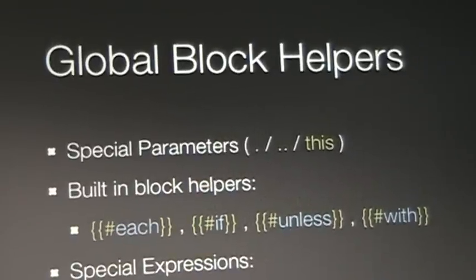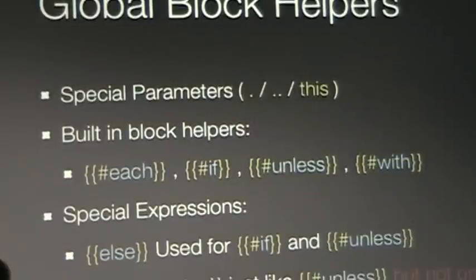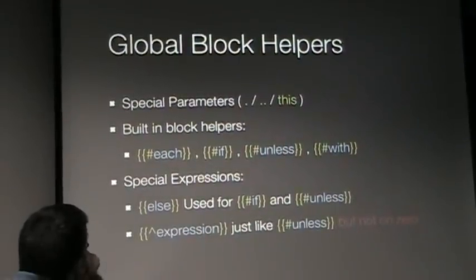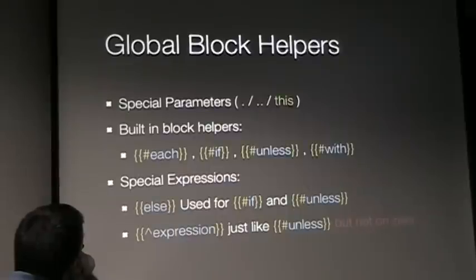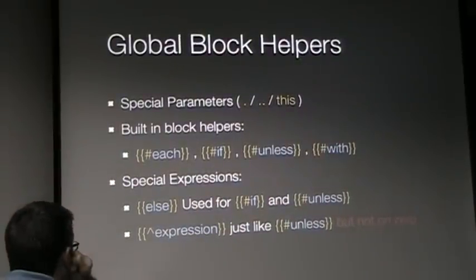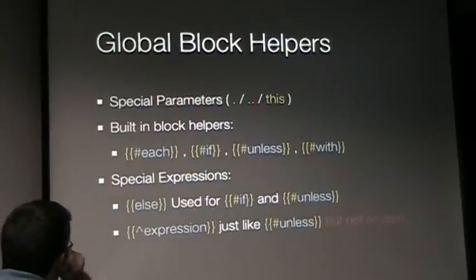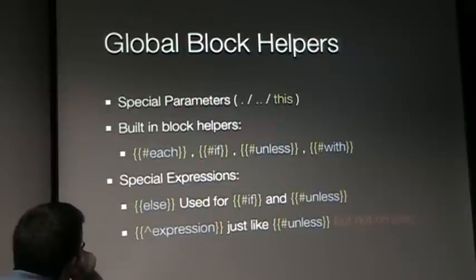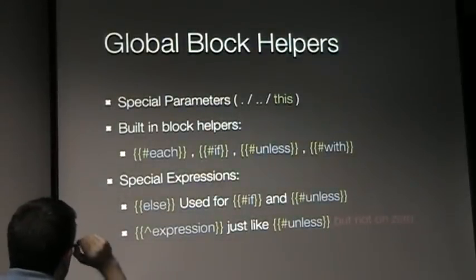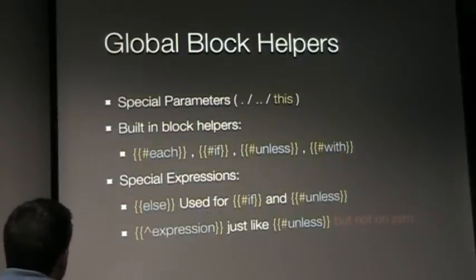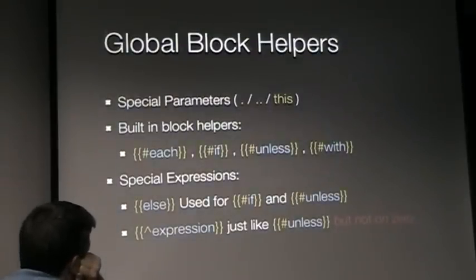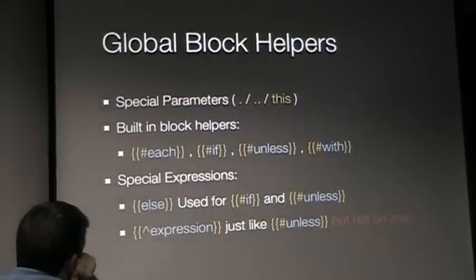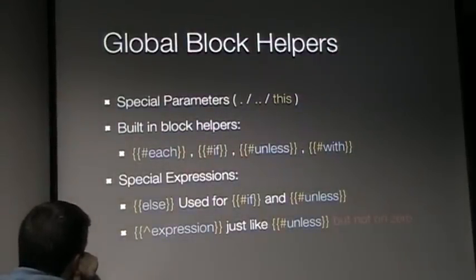So basically these are global block helpers that can be used throughout your page when defined. When defined meaning we have custom global block helpers. You could have special parameters in these when we define custom block helpers, with dot dot dot, and this for the context. The built-in block helpers are each, if, unless, and with. There are special expressions, which is else, used for if and unless. There's also the caret expression, just like the unless, but not on zero, and not with the else part.